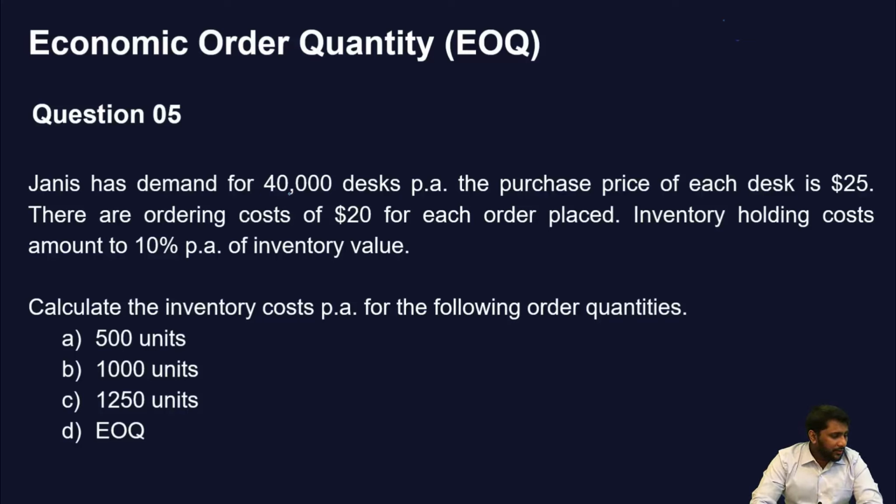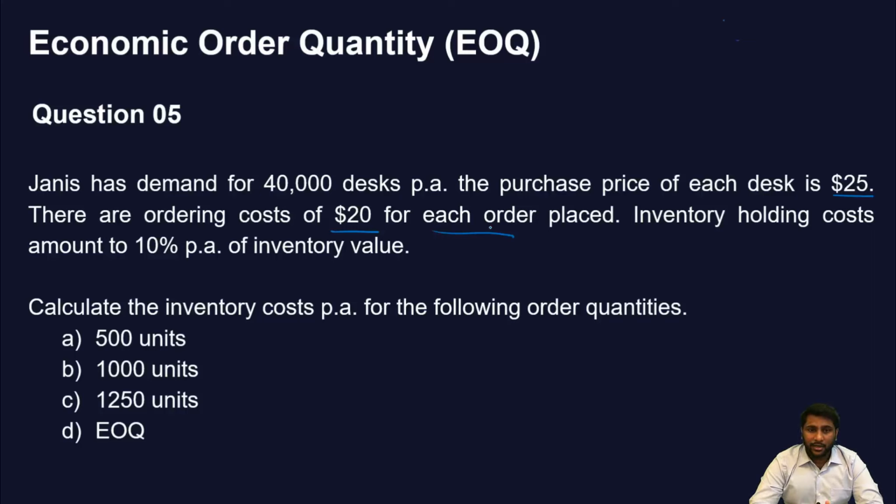Jay has a demand of 40,000 desks per annum. So this particular business is selling tables or desks. The purchase price of each desk is $25. There is an ordering cost of $20 for each order placed. That means every time you are placing an order, there is a cost involved.